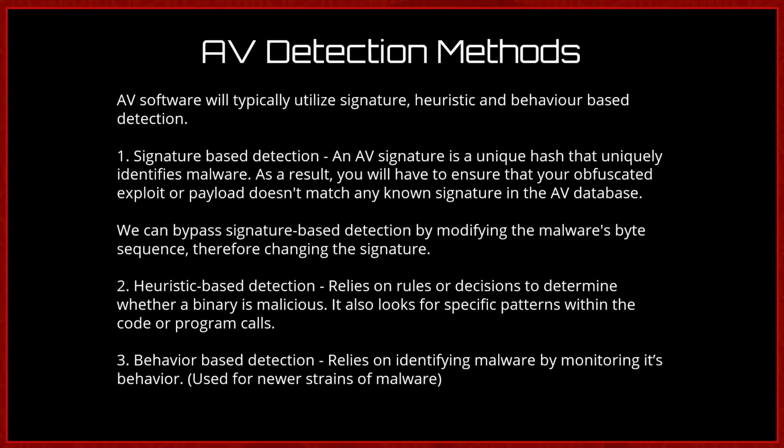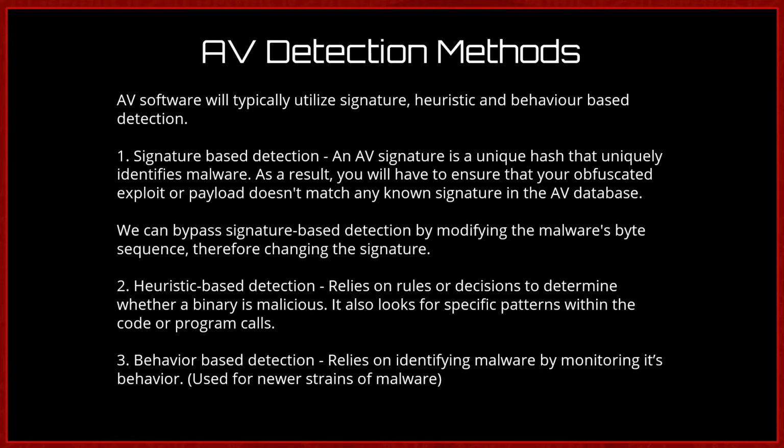Now, as you can expect, signature-based detection uses a very, very simplistic method of detection, and that is, as I said, generating a hash of that piece of malware, essentially generating a hash based on the way the code is structured. That means you can modify the malware's byte sequence, therefore changing the signature, similar to the process of hashing a file, or whenever you have the unique hash of a file. If we make a single change to the file, the hash changes. So again, we can pretty much bypass signature-based detection by modifying the malware's byte sequence.